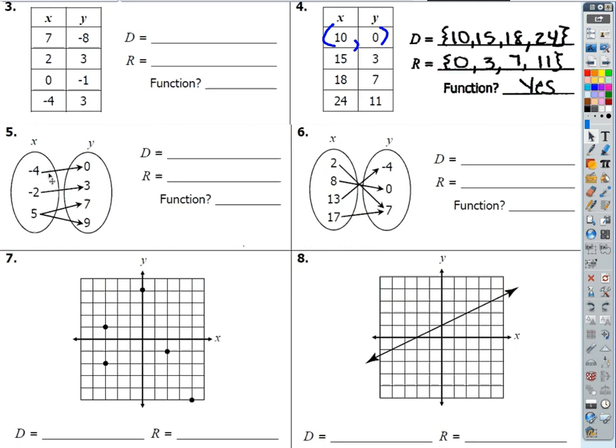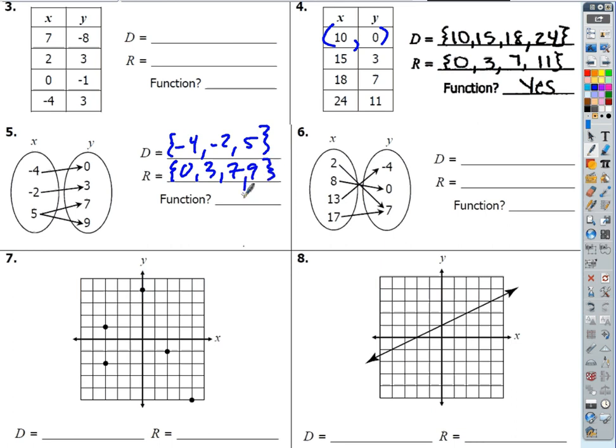Study that for a second and tell me what you think. First of all, what is the domain of that? -4, -2, and 5. Good. Okay, what's the range? 0, 3, 7, 9. Okay, you got that.